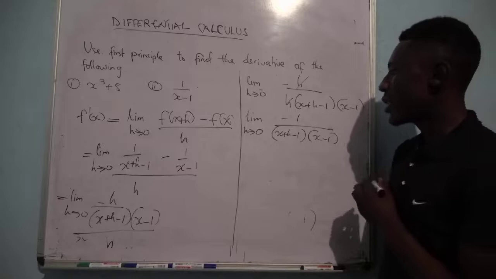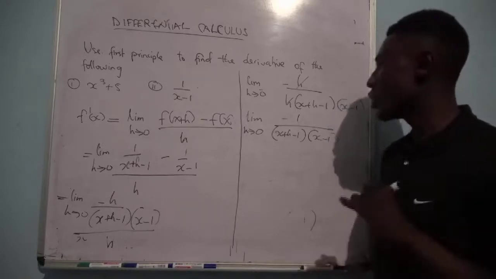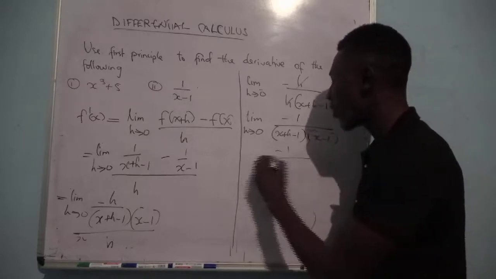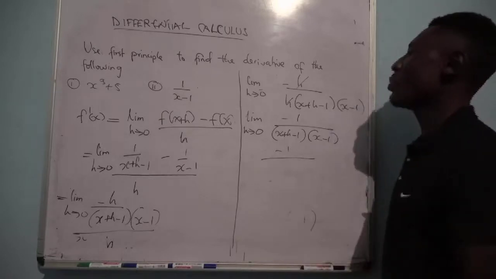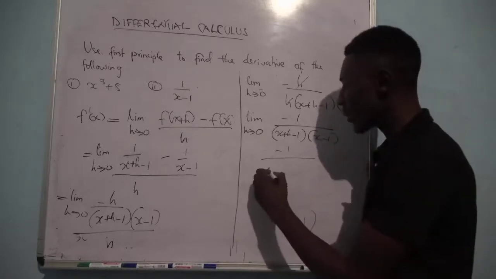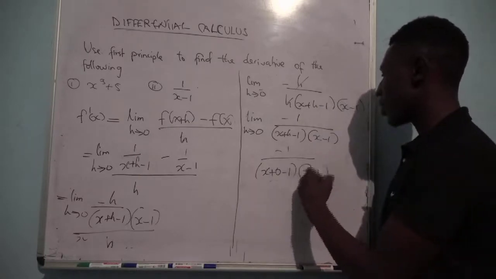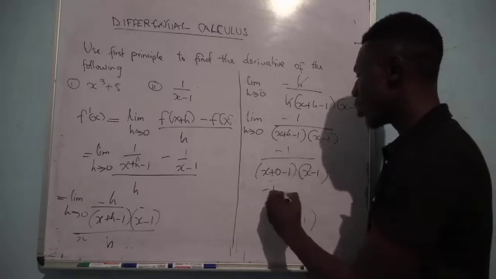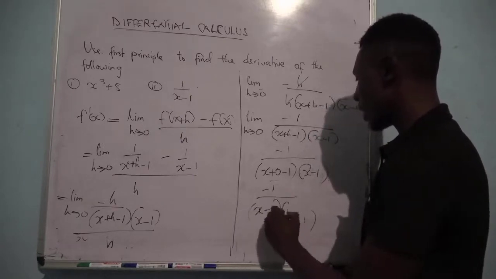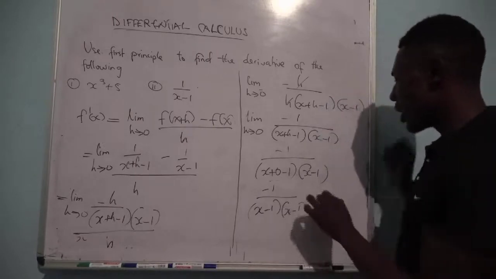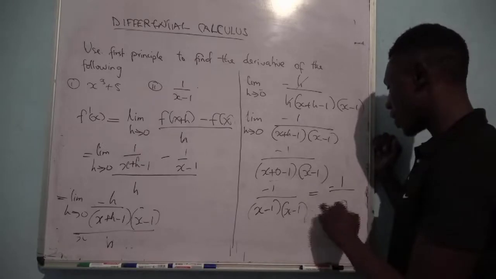Now, after this is done, I'm going to substitute wherever there's h with a 0. Once I substitute with the 0 where there's h, my limit will be cancelled. So I'm going to get negative 1 over x plus 0 minus 1 multiplied by x minus 1. So this will be negative 1 over x minus 1 multiplied by x minus 1. So this will give me my gradient function to be negative 1 over x minus 1 squared, like that.